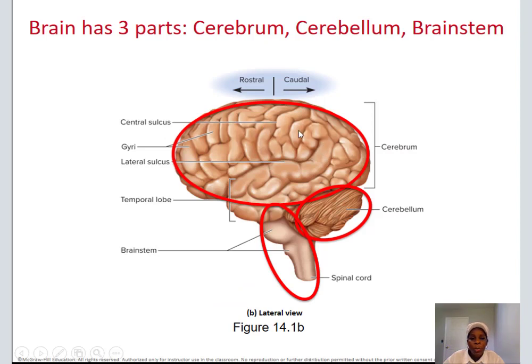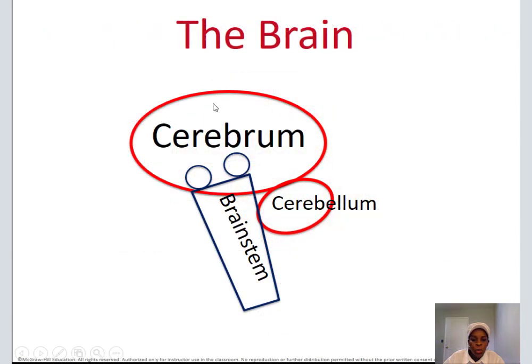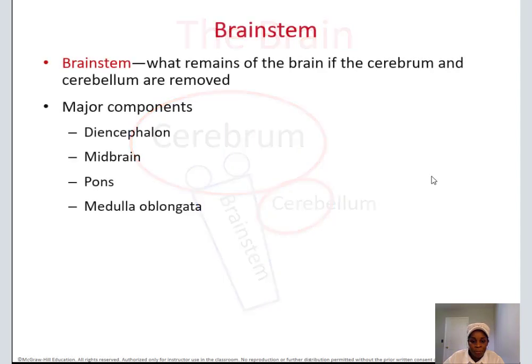Now, let's talk about the 3 parts of the brain. You got the cerebrum, the cerebellum, and the brainstem. Below, inferiorly, you have the spinal cord. So the cerebrum, cerebellum, and brainstem are the 3 parts of the brain. The cerebrum is big, the cerebellum is smaller, and the brainstem is whatever is left holding them together.